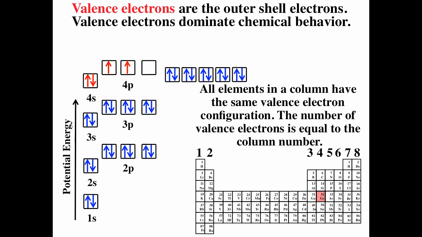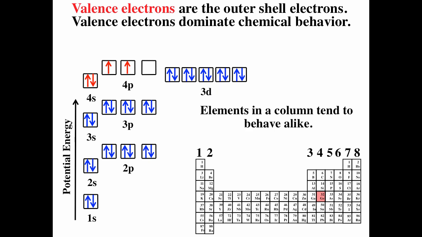Elements in a column have the same valence electron configuration, and the number of valence electrons is equal to the column number if you ignore the transition metals. So alkali metals have 1 valence electron, alkaline earth 2, the column with boron 3, the column with carbon 4, the column with nitrogen 5, chalcogens 6, halogens mostly 7, and noble gases 8, except for helium, which has just 2.